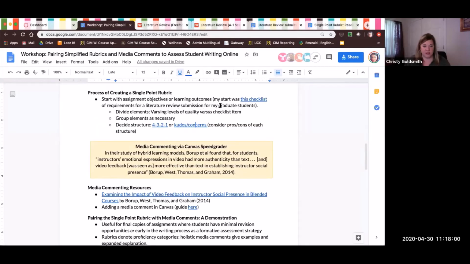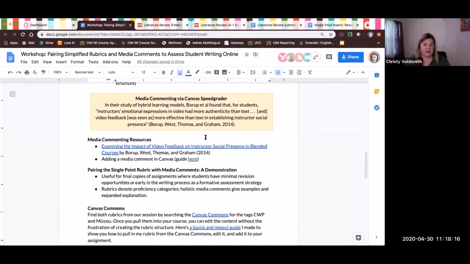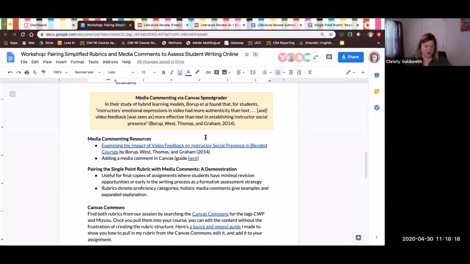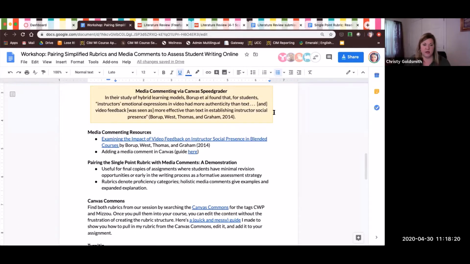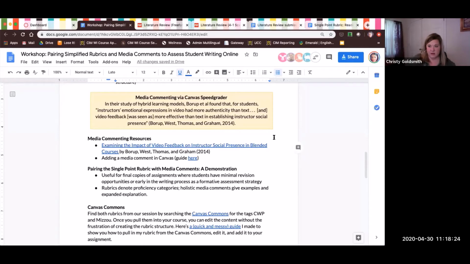Okay, so that's what I did. I had a checklist of assignment outcomes and objectives. I divided them out by ones that were truly checklist items and ones that had elements I wanted to give more feedback on, and then I decided what my structure would look like. Then we can talk about pulling it into Canvas, which is fairly simple using Canvas Commons, and then using media comments on that as well. So I'm going to pause for a second to see if there are any questions so far on those rubrics.